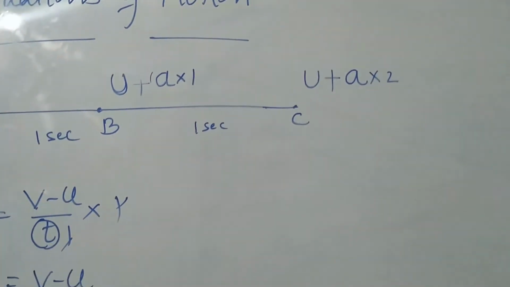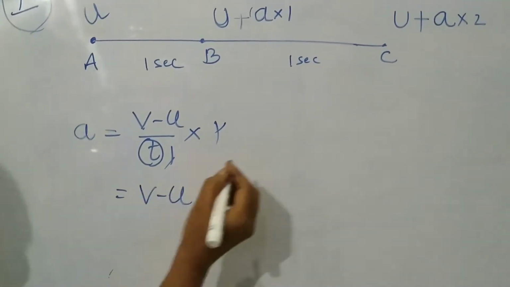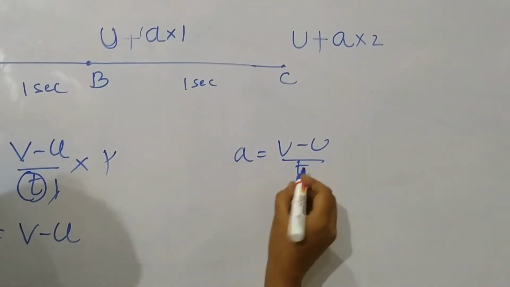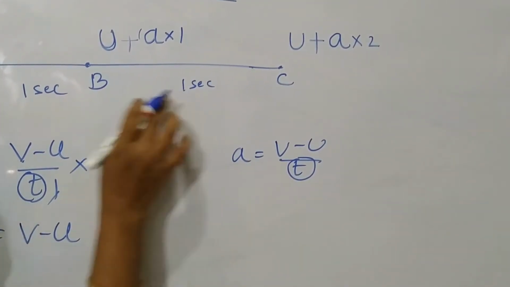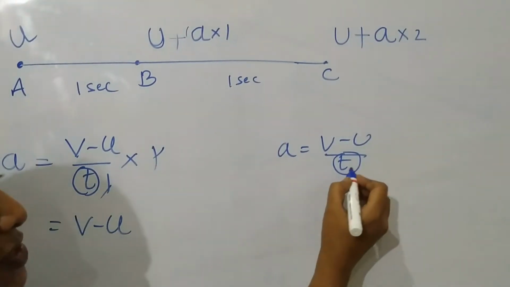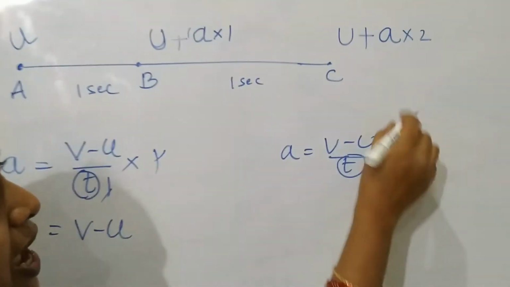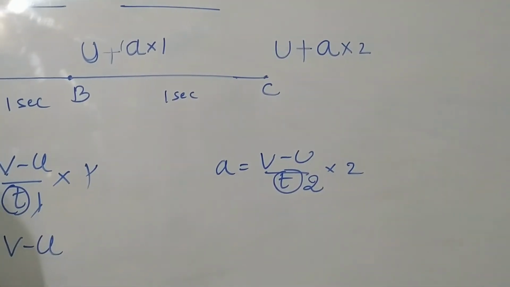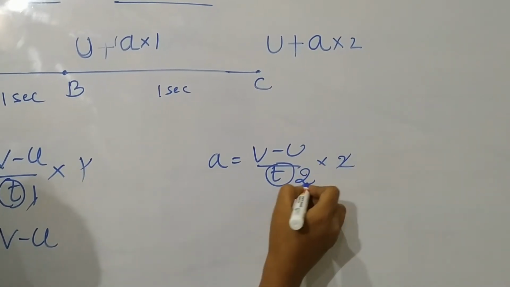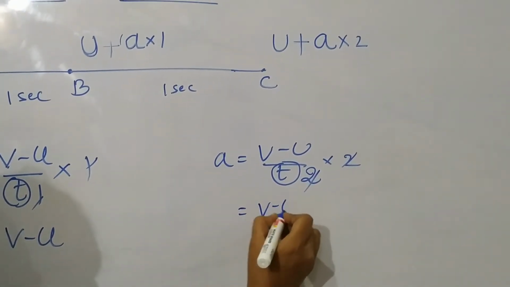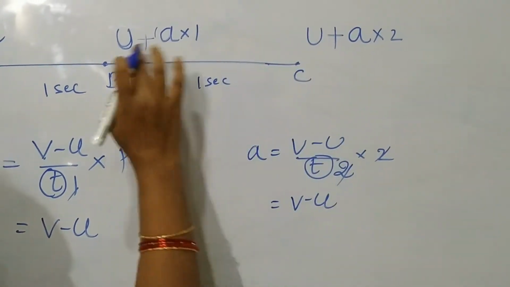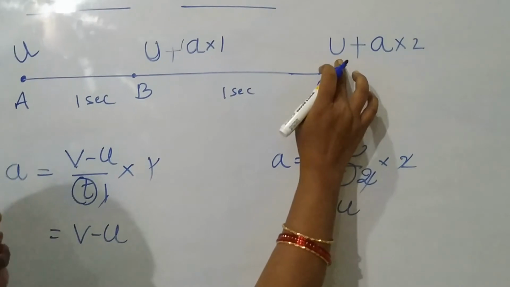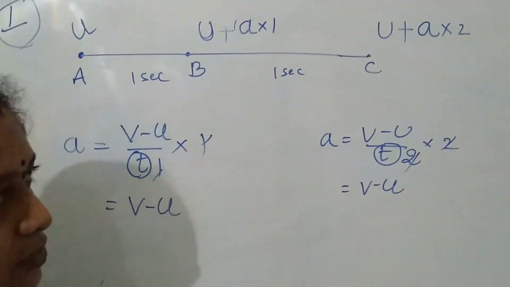Why am I writing a into 2 here? Again coming to the acceleration formula, a is equal to v minus u by t. Here the time interval is after 1 second, so totally it is 2 seconds. So in place of t I am writing 2, and here a into 2. This 2 cancels, so again v minus u remains. That is the change in velocities at B and C. So u plus a into 2.